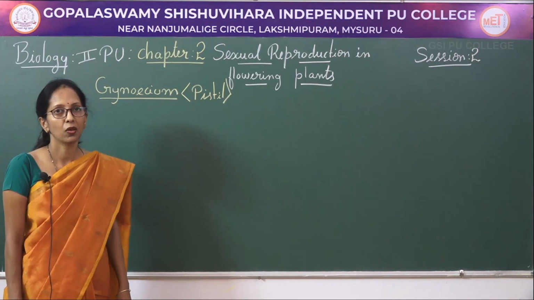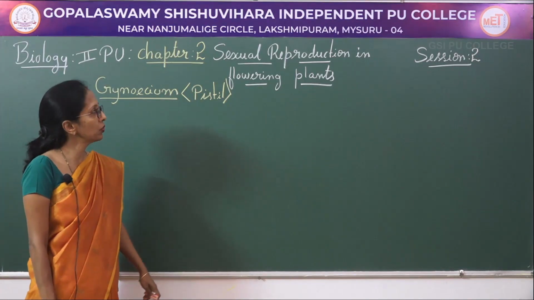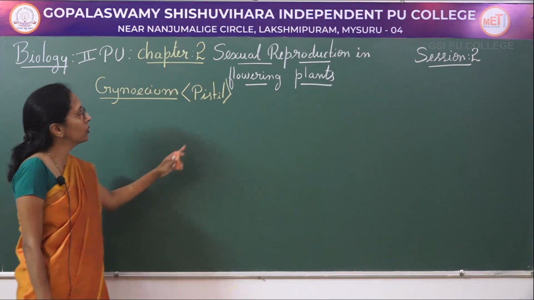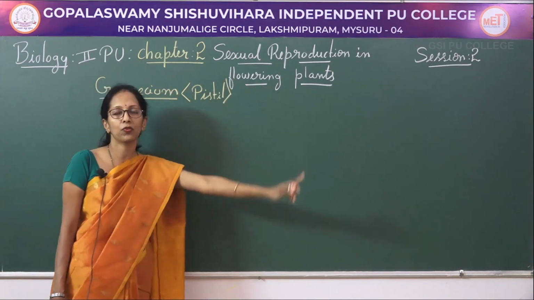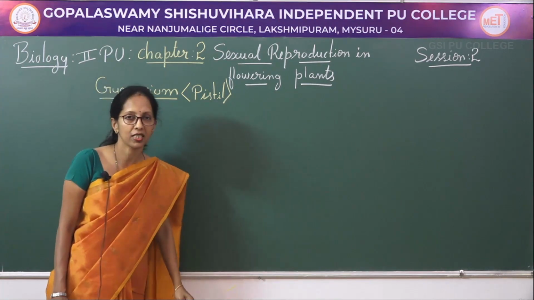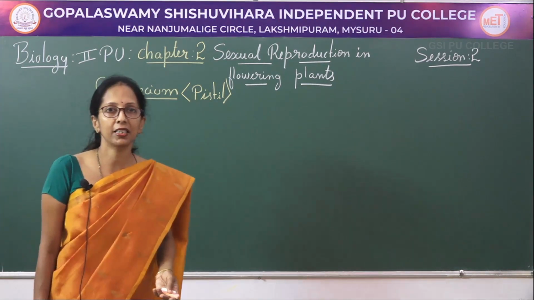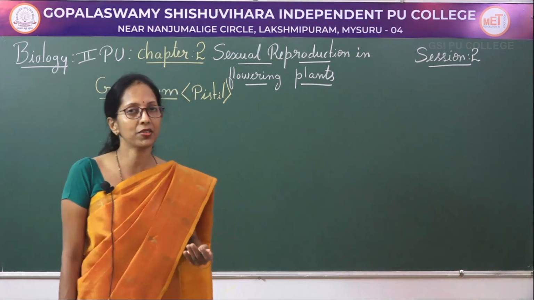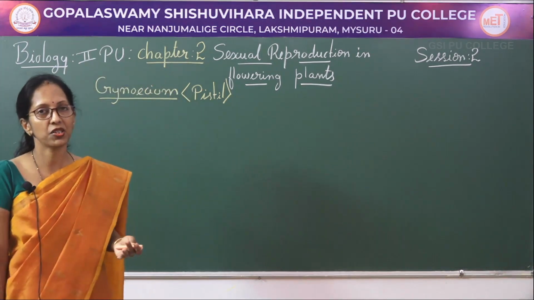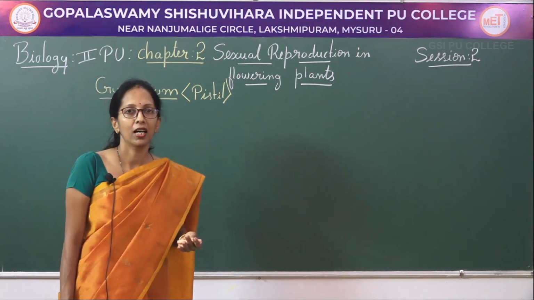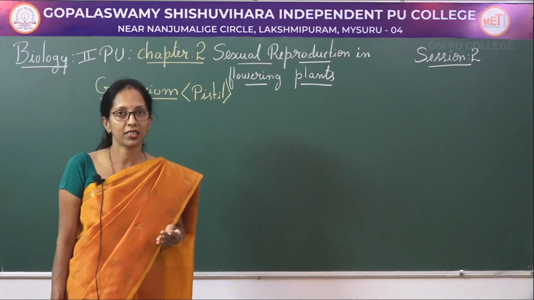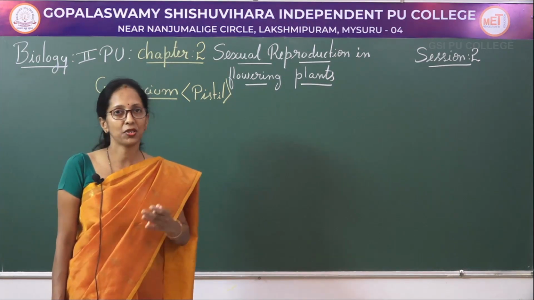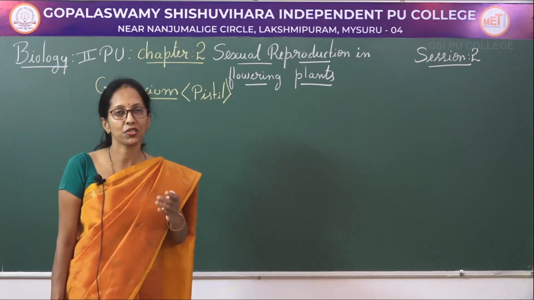Hello everyone, welcome to session number 2 of chapter number 2, sexual reproduction in flowering plants. In the previous session we studied the flower. A flower consists of calyx, corolla, androecium and gynoecium. Calyx and corolla are said to be non-essential whorls, and androecium and gynoecium are said to be essential whorls.